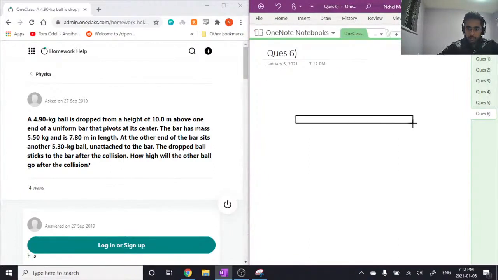So there is a bar, and we have a 4.9 kg ball which is dropped. The bar has a mass of 5.5 kgs and is 7.8 meters in length. If the other end of the bar sits another 5.3 kg ball unattached to the bar, and the dropped ball sticks to the bar after collision, how high will the other ball go after the collision?